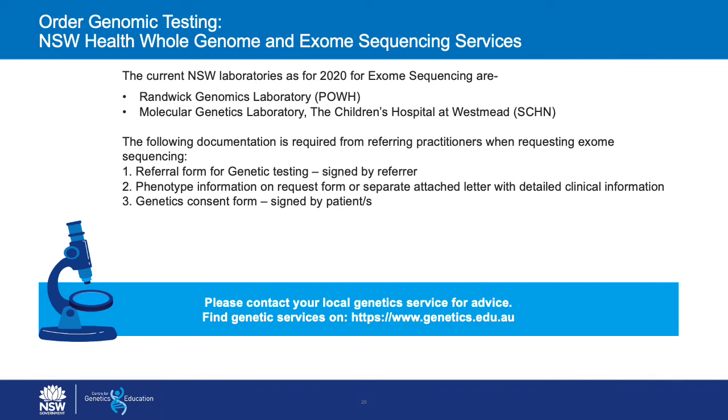The following documentation is required when referring exome testing. 1. Referral form for genetic testing signed by the referrer. 2. Phenotype information on request form or separate attached letter with detailed clinical information. Each laboratory will have their own requirements. Please consult with clinical genetics to check this. 3. Genetic consent forms signed by the patient, and in the case of trio exome, by both biological parents as well.